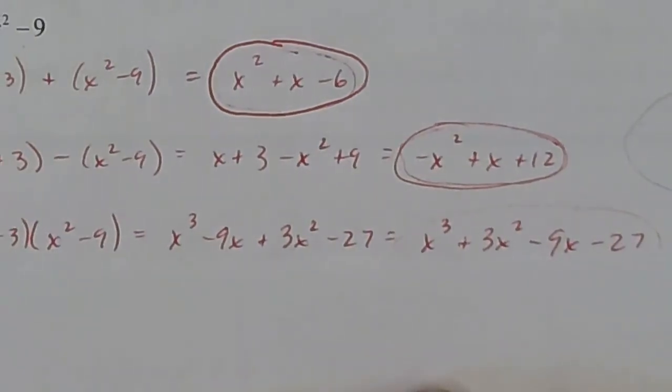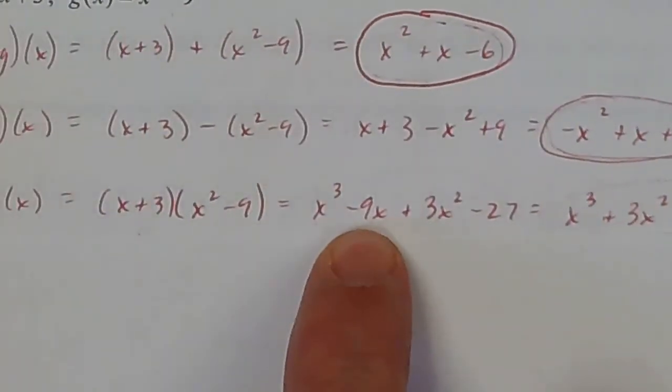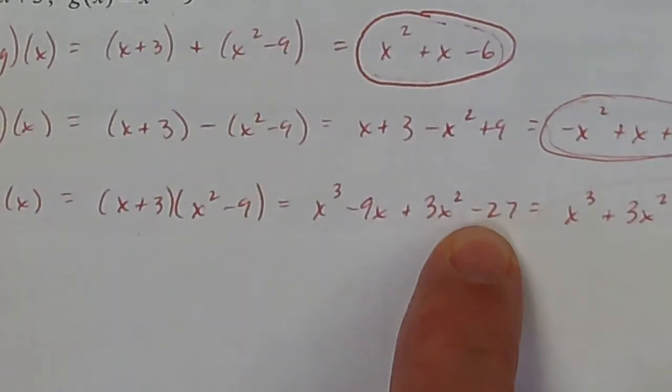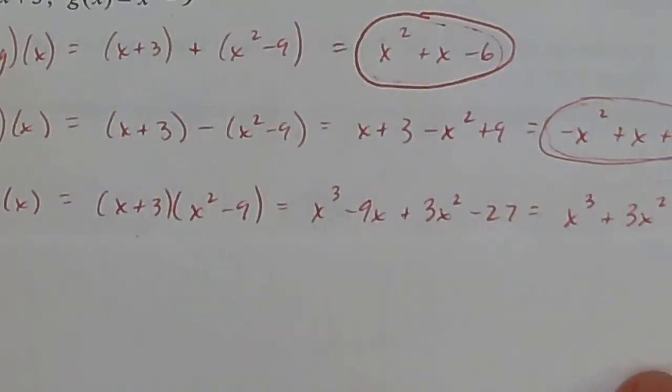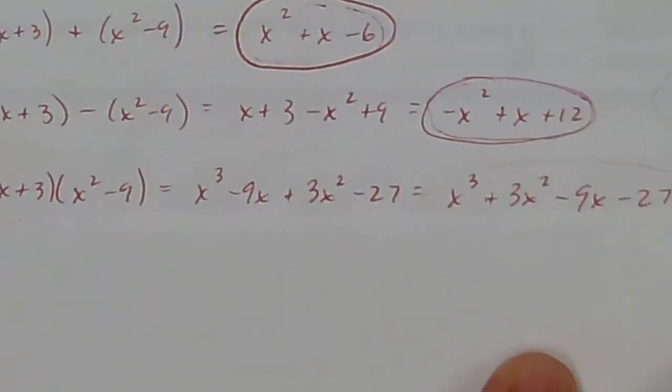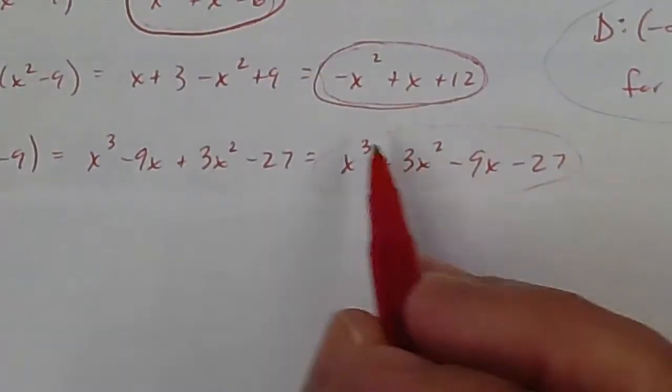Okay, and C, the product function. Here's F, O, I, and L. This is too fast for you at home. Pause it. Take a look at it. And then usually rearrange it. So here's the final answer.